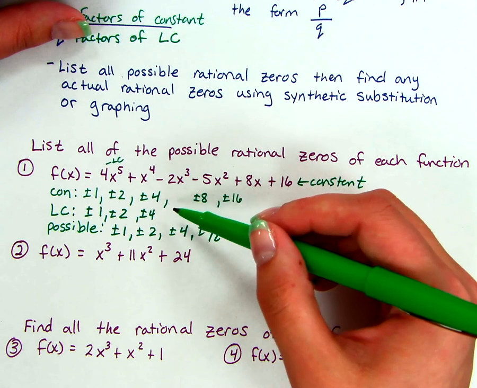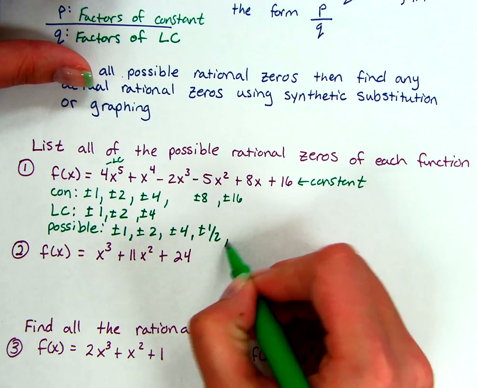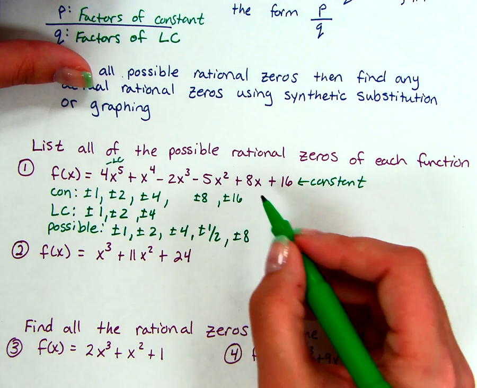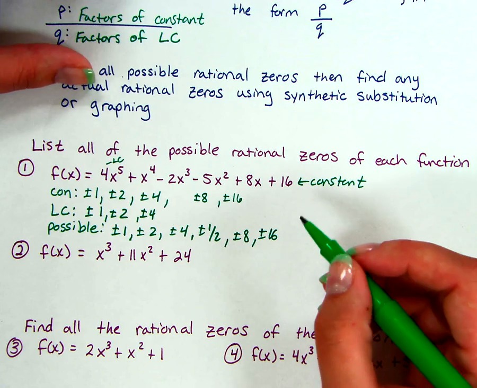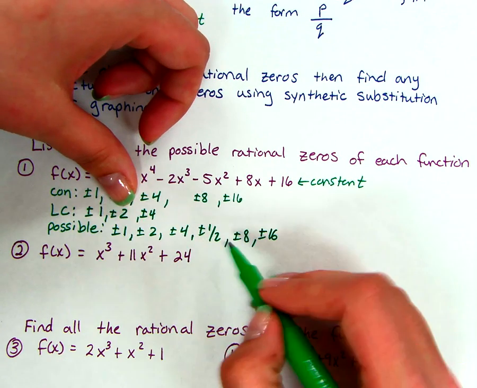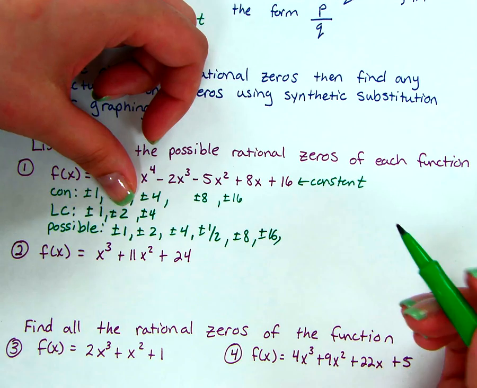Oh wait, I forgot my 8 and 16. Let's go back and divide those by 1. So we would also have 8 divided by 1, and 16 divided by 1. And then if we divide 8 by 2, that's 4, which is already in the list, and 16 divided by 2 is 8, which again is on our list.